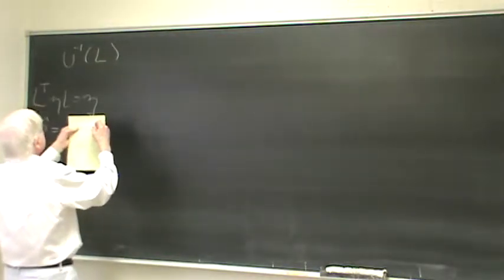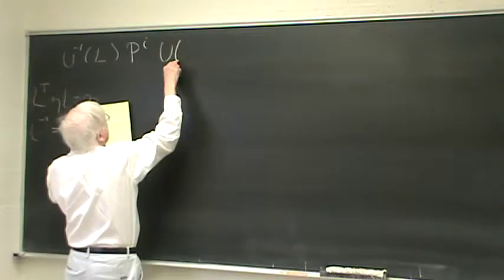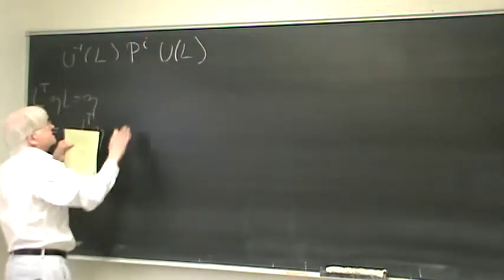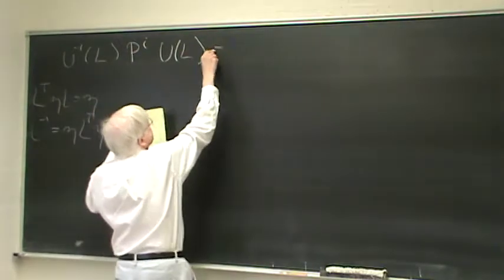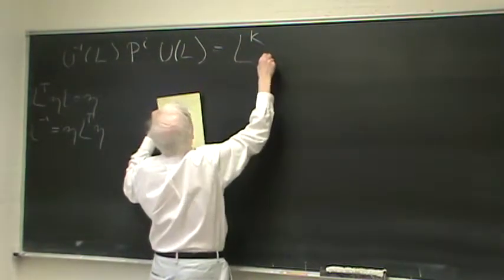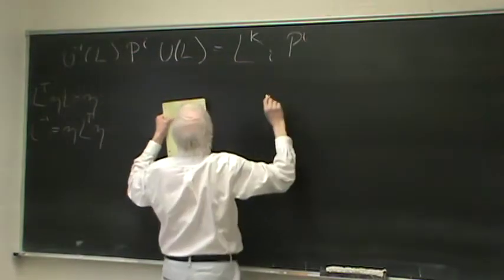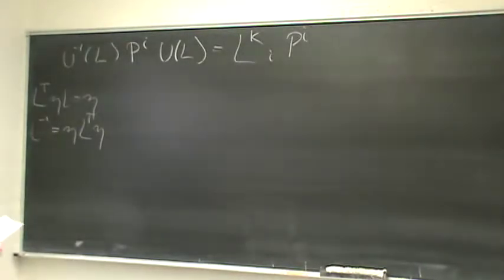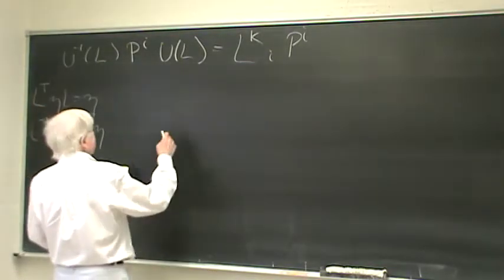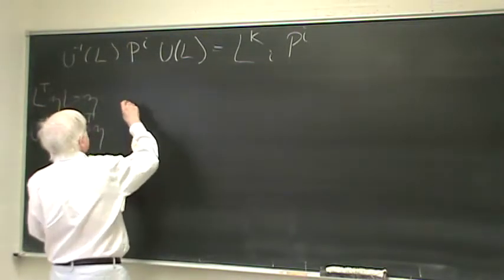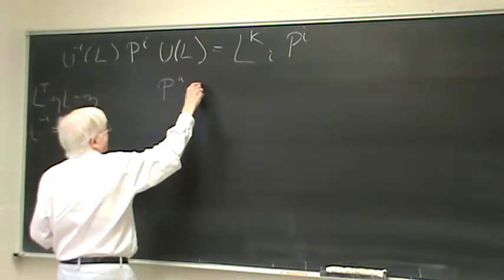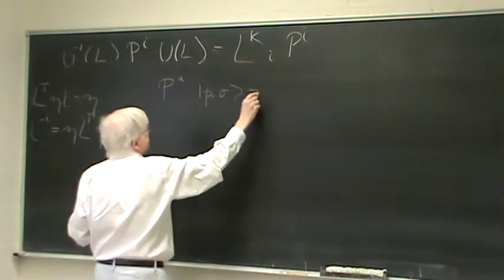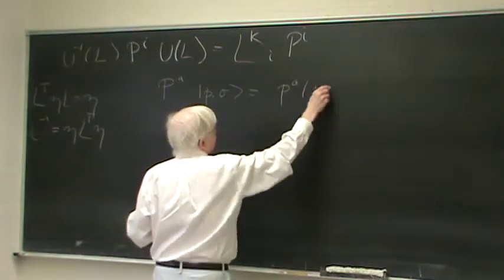Anyway, U inverse of L on, say, P_mu U of L. P is the momentum operator. This is L, let us say, K_mu nu P_nu. And so the momentum operator changes by that much. And let's think about a state of momentum p. So P_mu on a state of momentum p and spin sigma, versus P_mu on p, sigma.